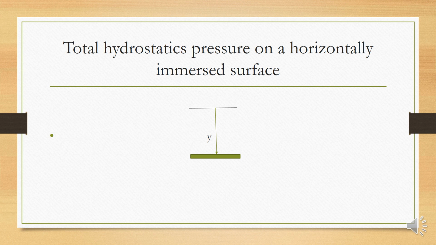In the previous case, the depth, that is H bar, is always changing with inclined and vertical surfaces. But here for a horizontal surface y is equal to h, means whatever y is given, it is equal to h. You don't have to find h differently.